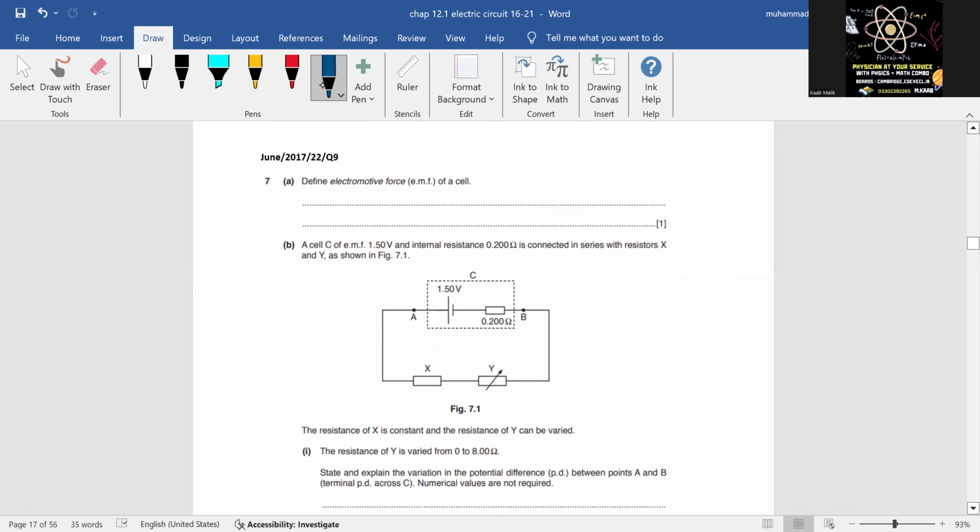Define electromotive force of a cell. Can you define it? Sir, I think it converts electrical energy into different forms of energy. Hold up, sir, I don't remember.